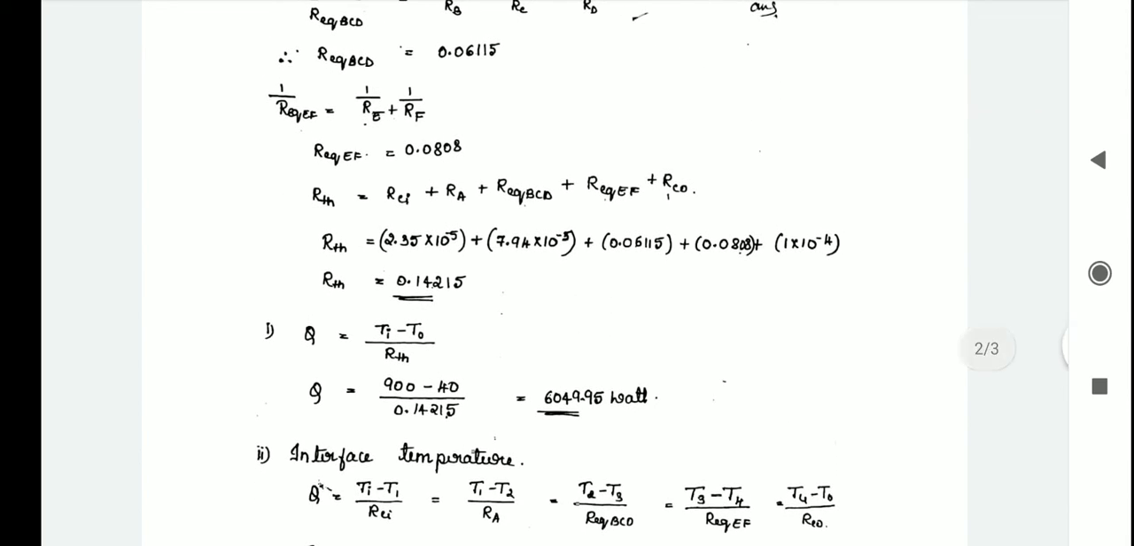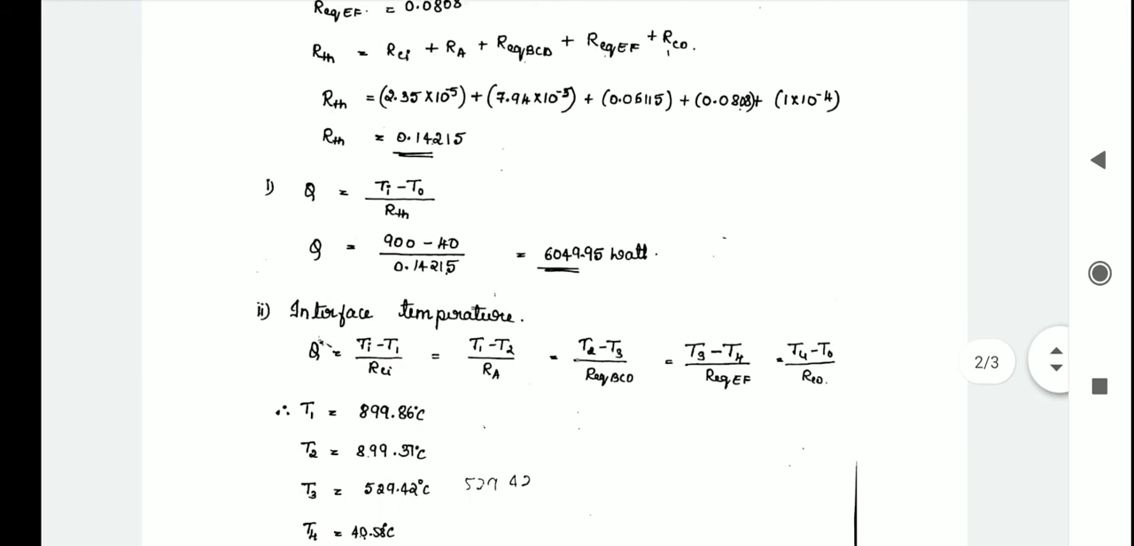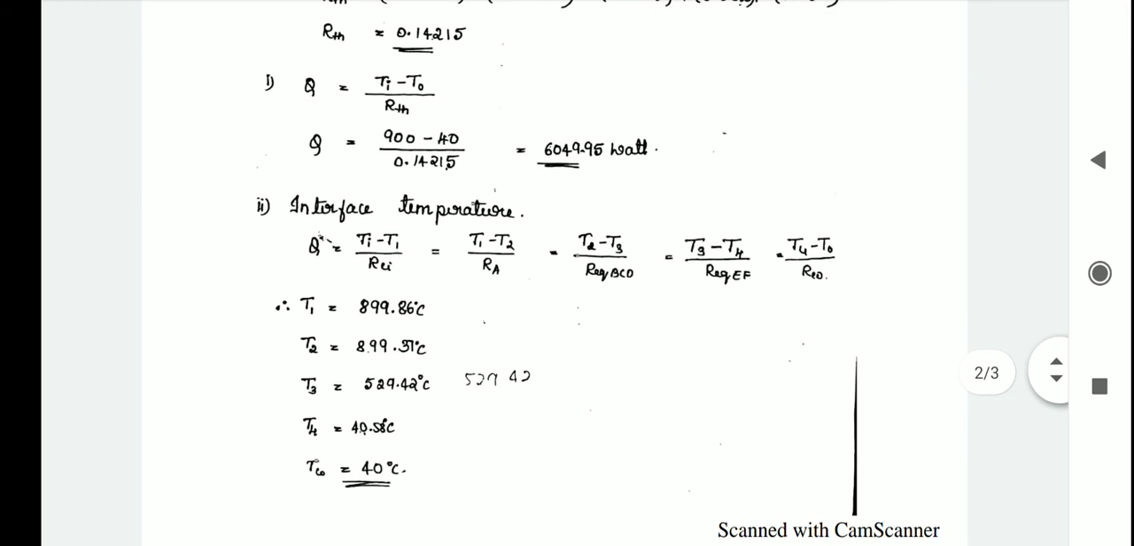The next part of the problem is we have to find the Q value. So Q is Ti minus T out divided by R thermal. The thermal resistance is known, and the inner and outer temperatures are known. So 900 minus 40 divided by 0.14215, you will get 6049.95 watts.